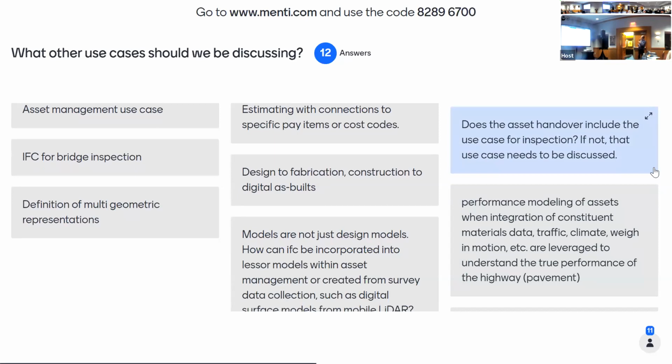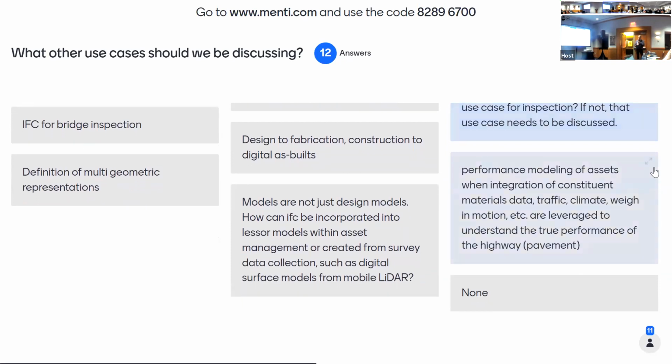Does asset handover include the use case for inspection? If not, that use case needs to be discussed. That's a note for that project. And Jeffrey's online, so I'm sure he's filled that one.